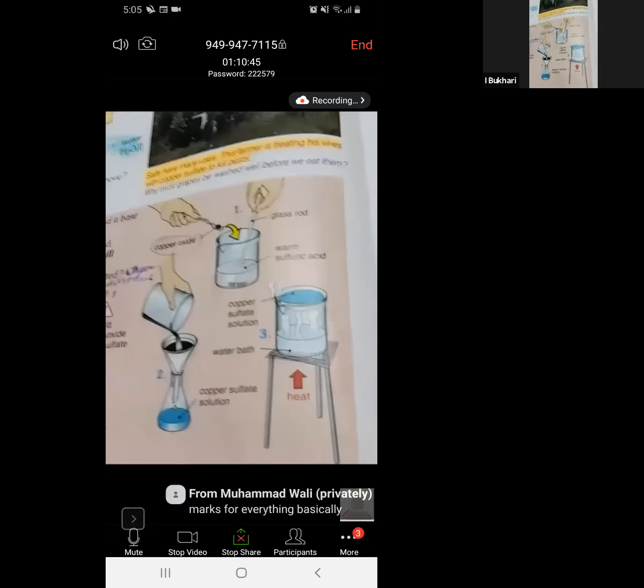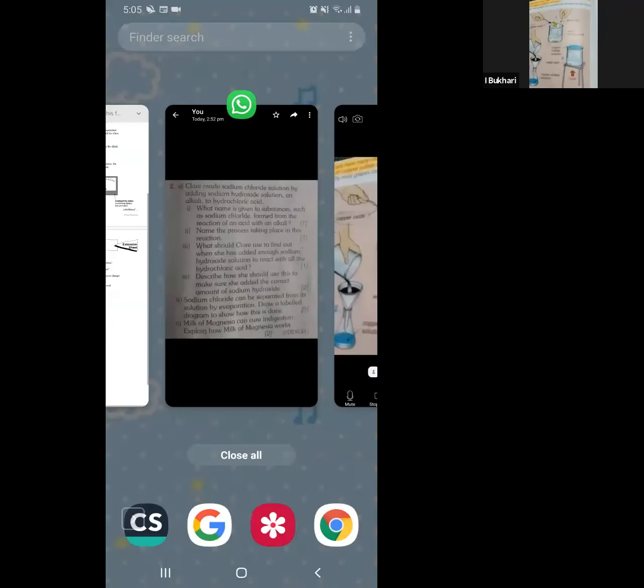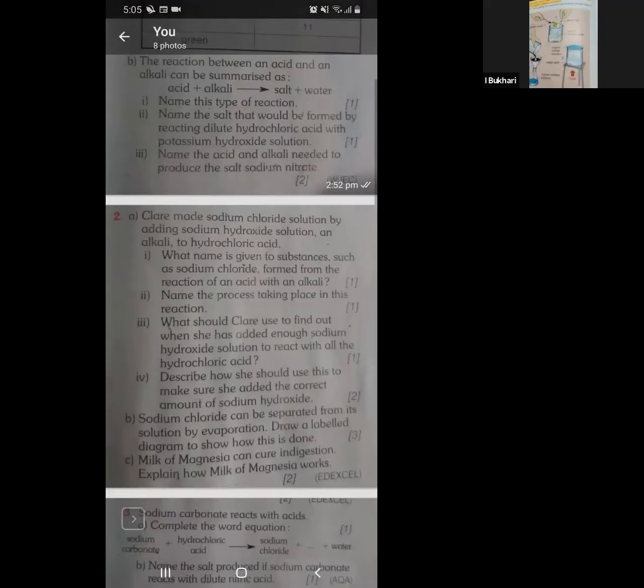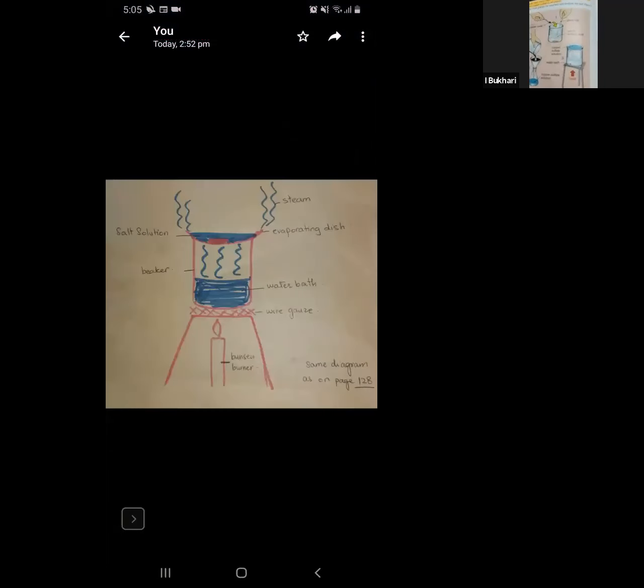I made this diagram myself. Yes, marks for everything basically. Check my diagram out. See how I have labeled each and everything. Bunsen burner or a heat source. You can even draw an arrow and label it as heat source if you don't want to draw a Bunsen burner. But yes, tripod stand.